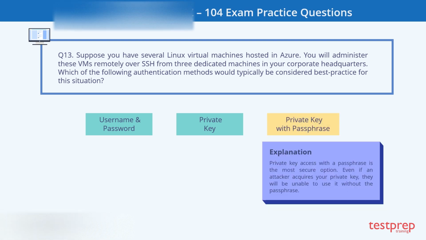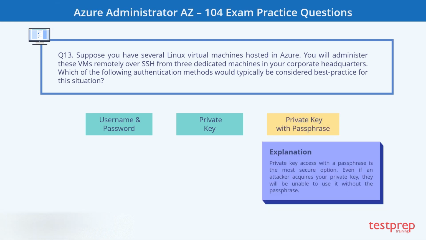The correct answer is 3. Private key with passphrase. Private key access with a passphrase is the most secure option. Even if an attacker acquires your private key, they will be unable to use it without the passphrase.